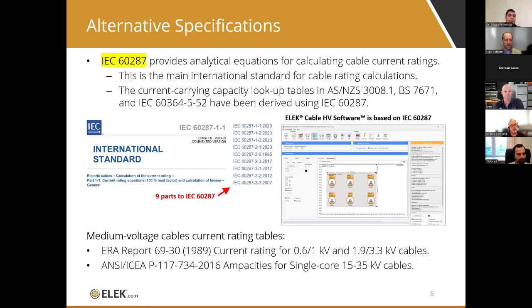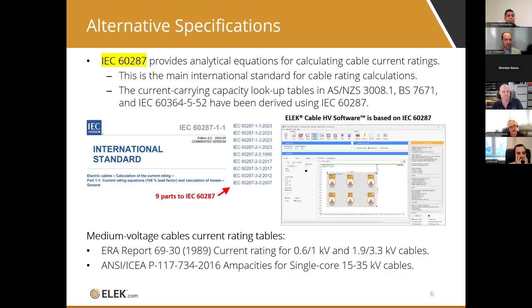Now, these low voltage cable sizing standards, the tables that you see within those standards, the current rating tables, are derived using calculations that are based on IEC 60287. That's a very extensive series of standards. There are 9 parts to that standard. And so you'll actually find, if you open up the front of BS 7671 and AS 3008, they are all referring to calculations based on IEC 60287.